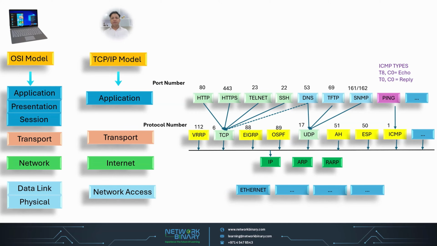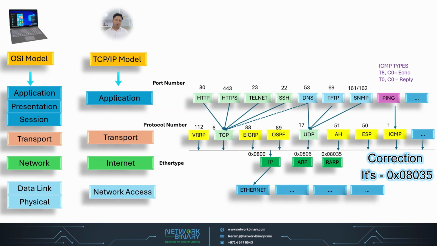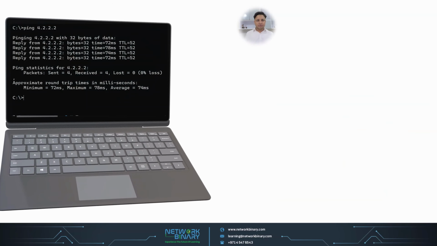Now, this IP here is encapsulated into Ethernet, and Ethernet recognizes them using the word EtherType, which is written in hexadecimal value. IP is 0x0800, ARP is 0x0806, and reverse ARP is 0x0803. So let me give you one example of how this encapsulation works if you use ping.